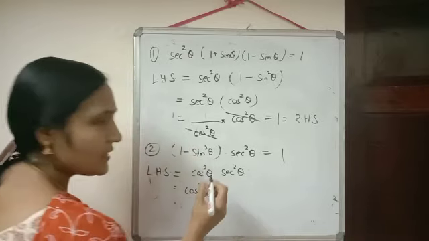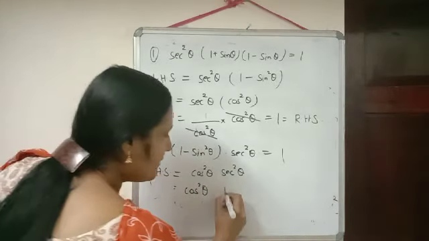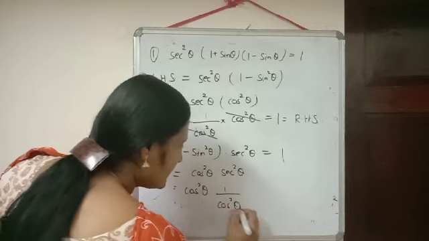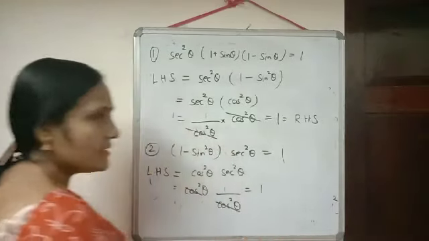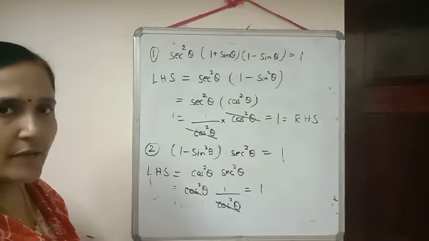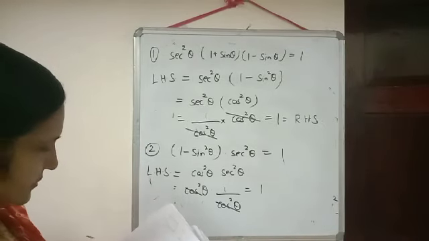Again, sec square theta can be written as 1 by cos square theta. Then cos square theta and cos square theta will get cancelled. We will get the answer equal to 1. Okay. Now, write down the next question.